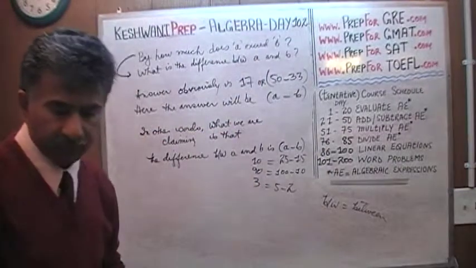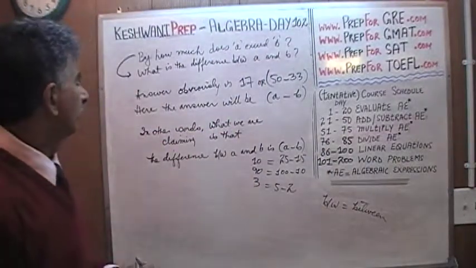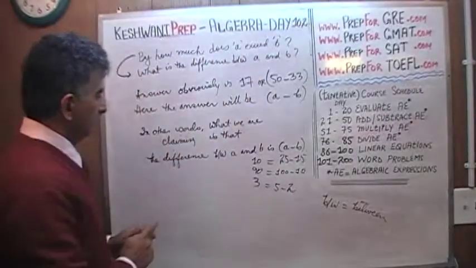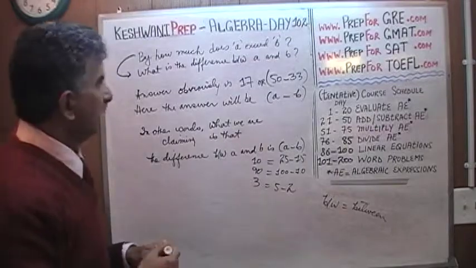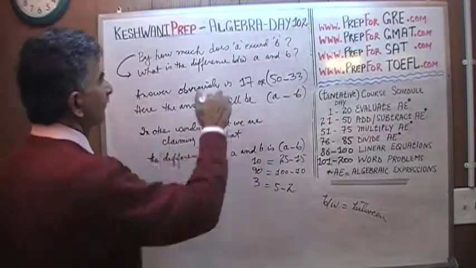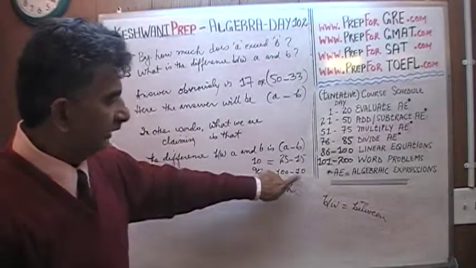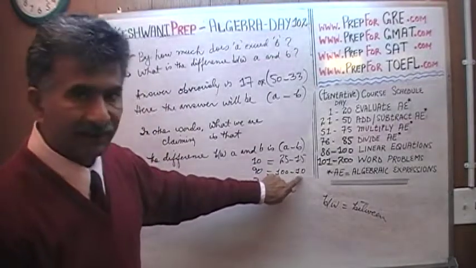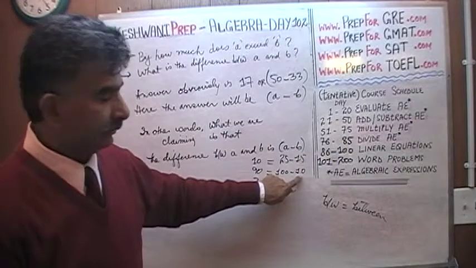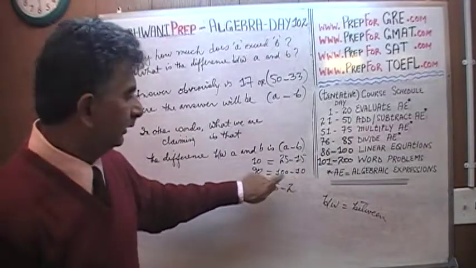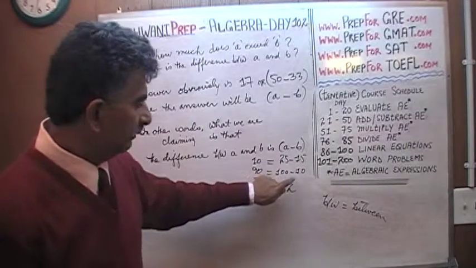Here's the problem that we did yesterday on day number 101. The question was, by how much does A exceed B? If somebody were to ask you, by how much does 100 exceed 10? 100 exceeds 10 by 90. How did we find the answer? By taking the difference of the two. Well, in order to find the answer, we do 100 minus 10.